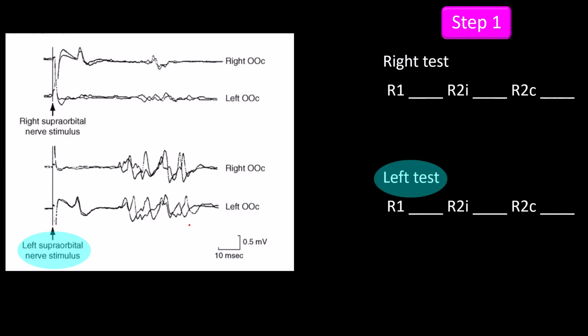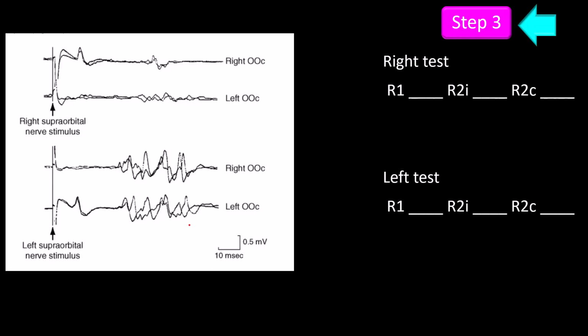The left supraorbital nerve stimulus corresponds to the left test. The same arrangement goes for left R1, left R2 ipsilateral, and left R2 contralateral. Step 2 is to determine the scale used for wave representation. As you can see, each horizontal division is 10 milliseconds and each vertical division 0.5 millivolts.